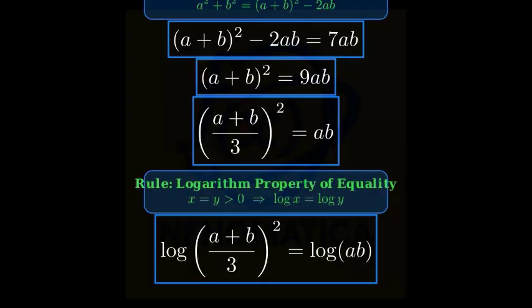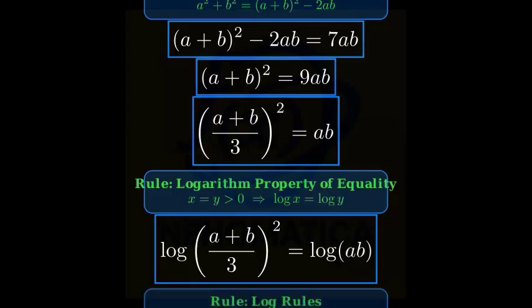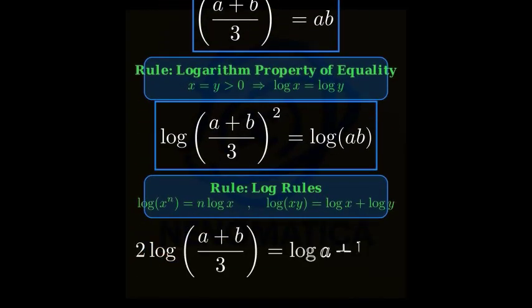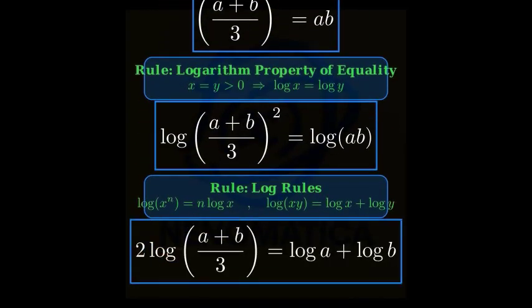Step 6. Use the power rule and the product rule of logarithms. The power rule says log of x to the n equals n times log x. The product rule says log of xy equals log x plus log y. Therefore, 2 times log of the quantity a plus b over 3 equals log a plus log b.